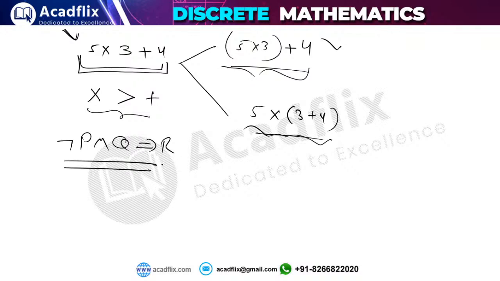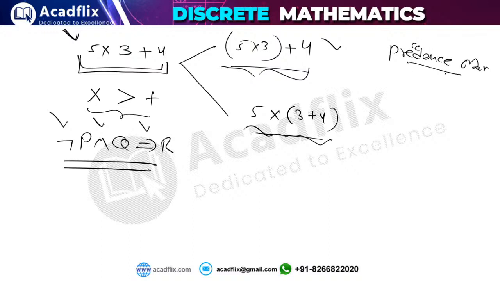Like which operator has high precedence, which operator has low precedence? Here we have three operators: the negation, the conjunction, and the implication. So which of them has high precedence, which of them has low precedence? That is known as precedence order.